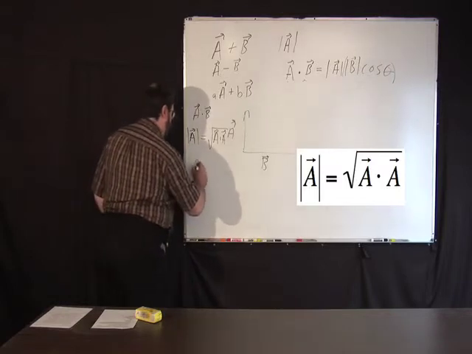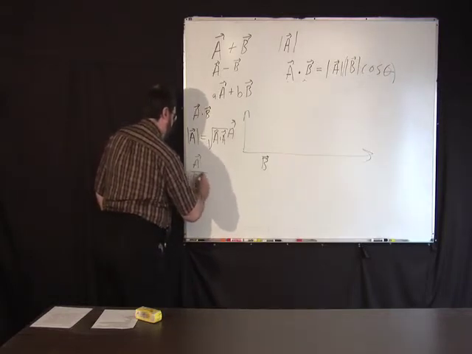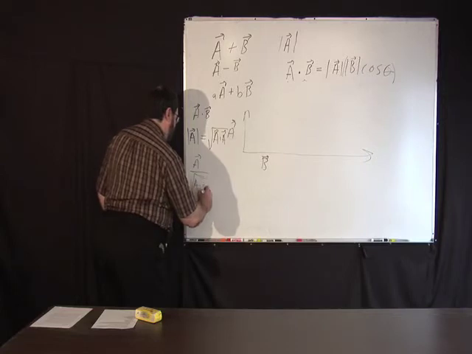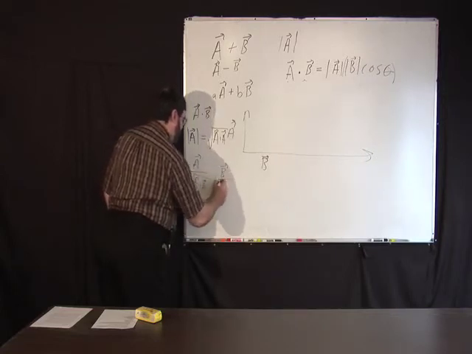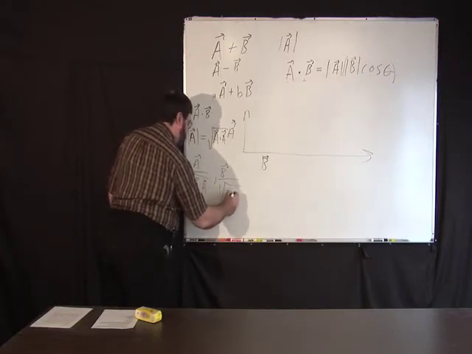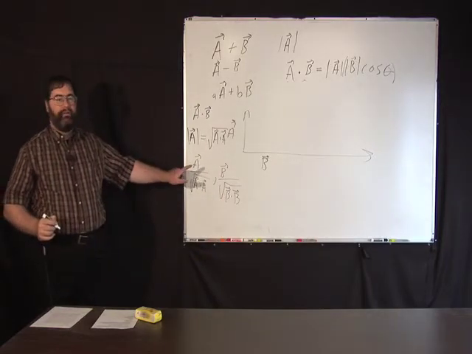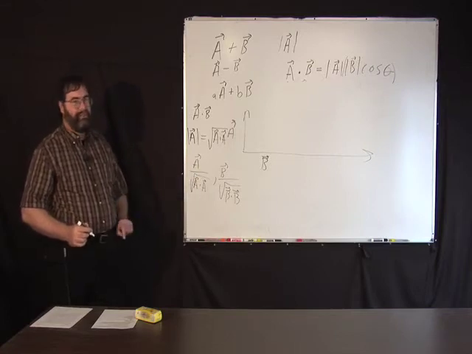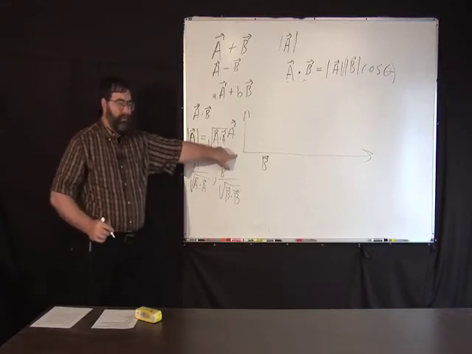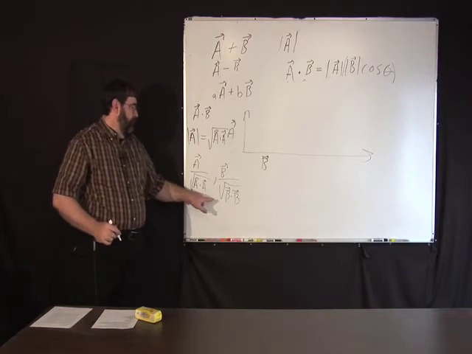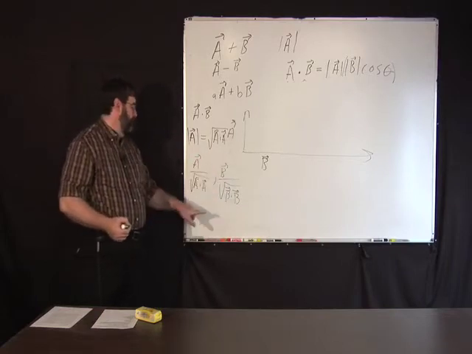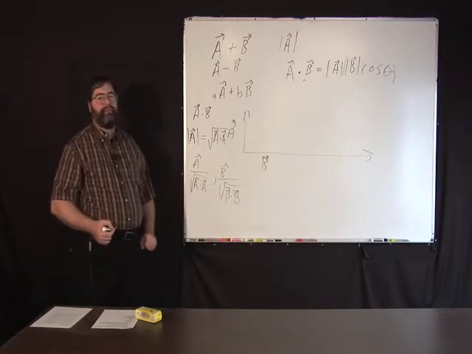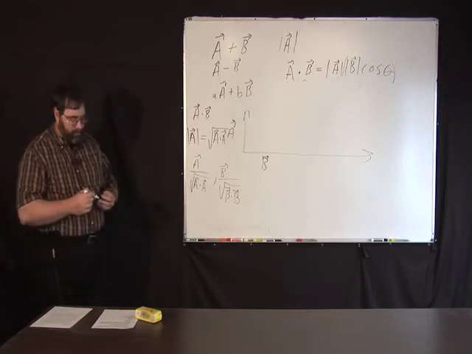So the vectors A over the square root of A dot A and B over the square root of B dot B are called unit vectors. They form an orthonormal basis. This one's just an orthogonal basis, which means they're basis vectors at right angles. This is an orthonormal basis. It means that each of the unit vectors has length 1. Well, what can you do with that?